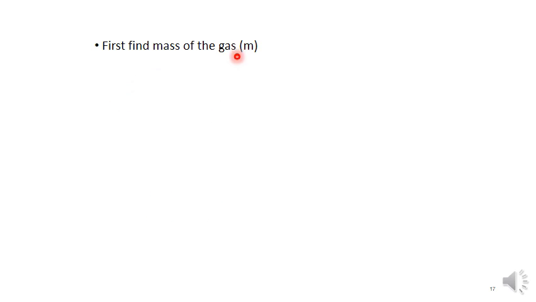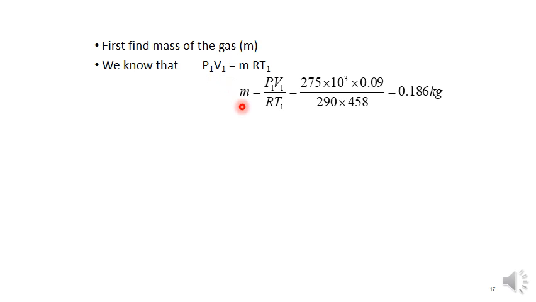First, to find the mass of the gas. How will you find the mass of the gas? By using the characteristic gas equation P1V1 is equal to mRT1. So how to calculate the mass? Bring this RT1 to the other side, it becomes the denominator. So M is equal to P1V1 divided by RT1.